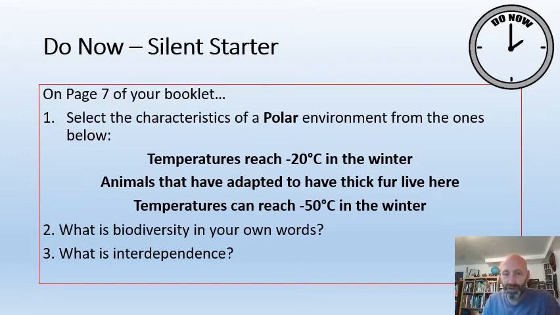And then I want you to define biodiversity and define interdependence. Now think back, you know what these terms mean. You've looked at these when you were doing tropical rainforests. So think about breaking those words down. What does bio mean? What does diversity mean? Do you think the biodiversity is high or low in tundra and polar regions? And then secondly, what is interdependence? Again, think about what those words mean, break them down.